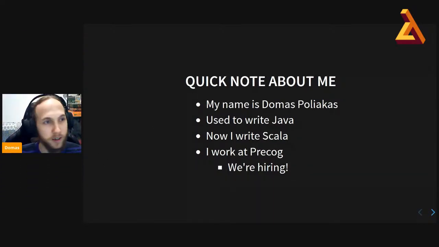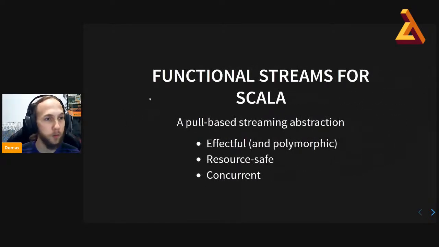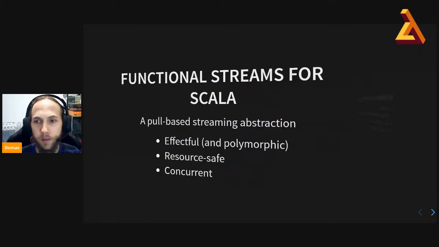Right. So with that out of the way, let's talk about the thing that you all came here to see me talk about, which is FS2. FS2 stands for Functional Streams for Scala. It's a library that provides a pull-based streaming abstraction that is effectful, resource safe, and concurrent, which are all amazing buzzwords, of course, but maybe let's instead talk about what those mean in this context.